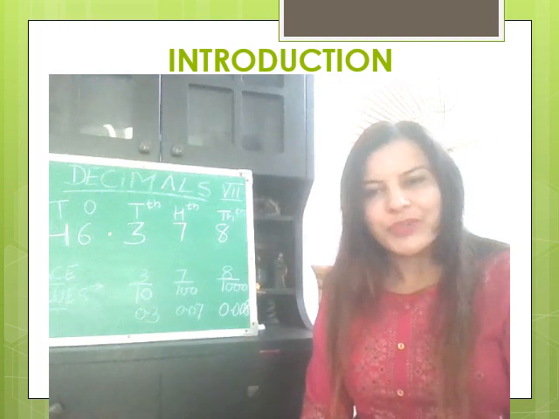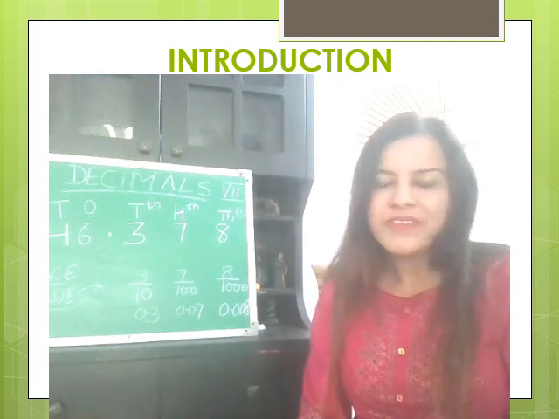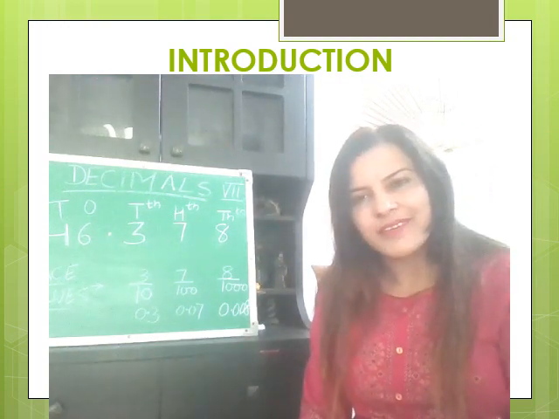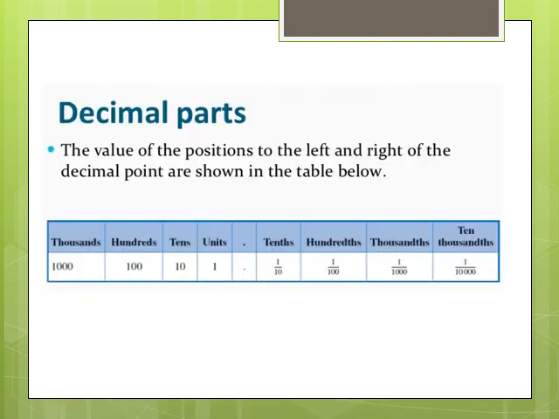Each digit to the right of the decimal point will represent a fraction whose denominator is a power of 10. This is the place value chart showing the places of the whole number part and decimal part of a decimal number.